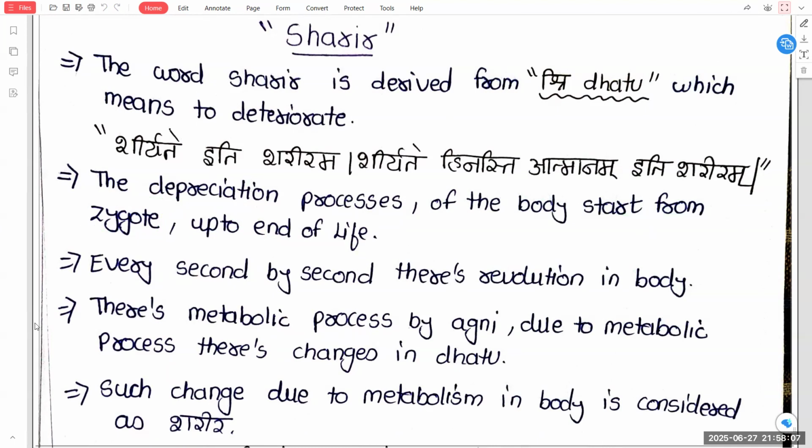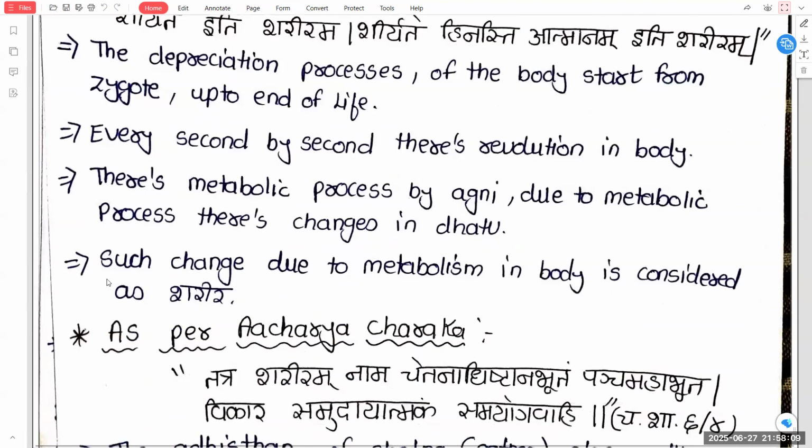Next, we are going to see Shanaih Shanaih, that is, every second by second, there is a revolution in the body. The metabolic process by Agni causes changes in the Dhatu. Such changes due to the metabolism in the body are also considered as Sharir. So, this is the basic information about what exactly the Sharir is.